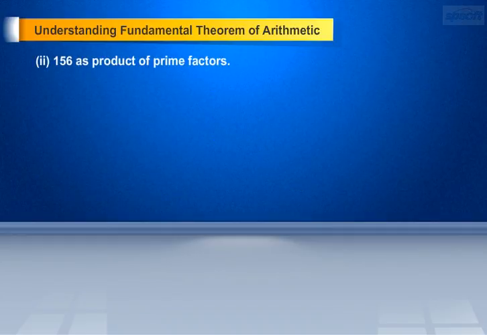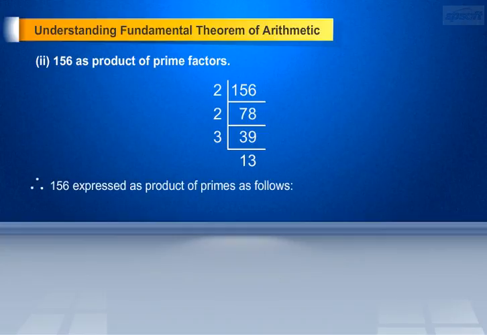156 as product of prime factors. 156 can be written as 2 into 78. 78 can be written as 2 into 39. 39 can be written as 3 into 13. Therefore, 156 expressed as product of primes as follows. 156 equals 2 into 2 into 3 into 13. Equals 2 square into 3 into 13.